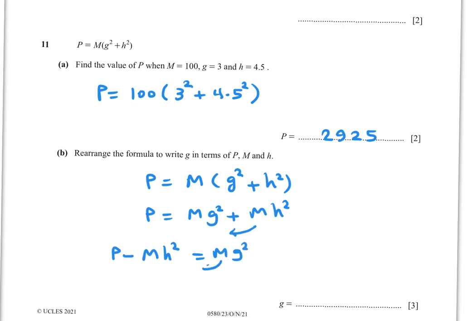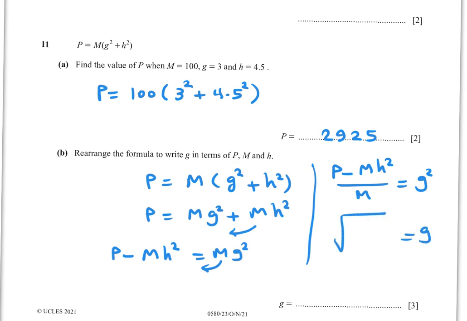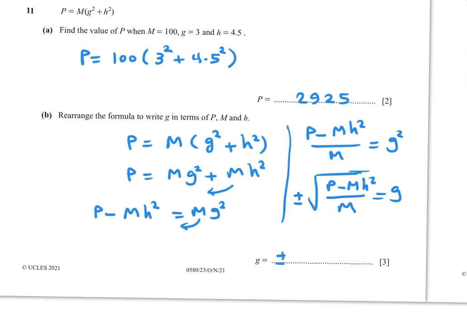Divide by m, or transpose m to the other side by division. So now you have b minus m h squared, divided by m, equals g squared. Now take the square root, so g equals positive or negative square root of b minus m h squared over m. You can write plus minus: g equals plus or minus square root of b minus m h squared over m.